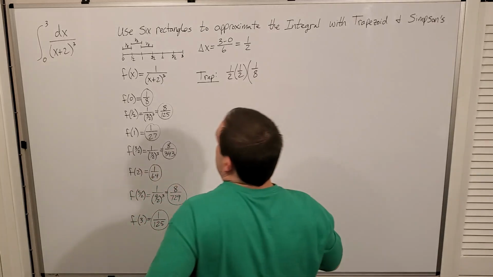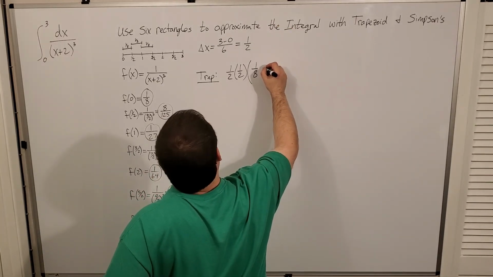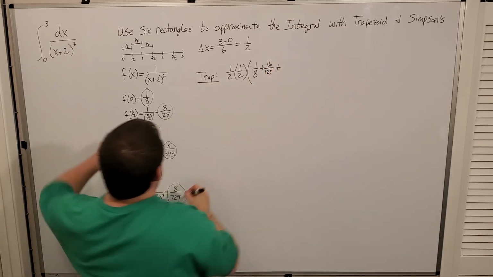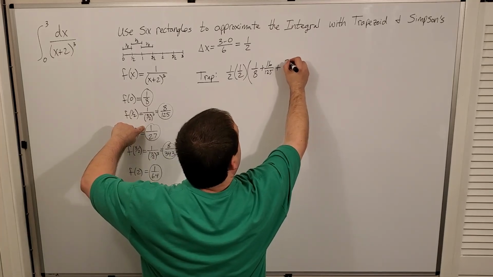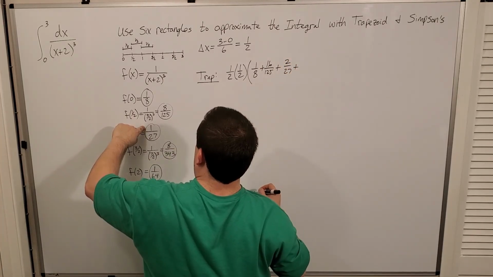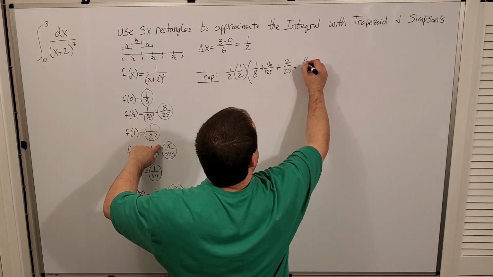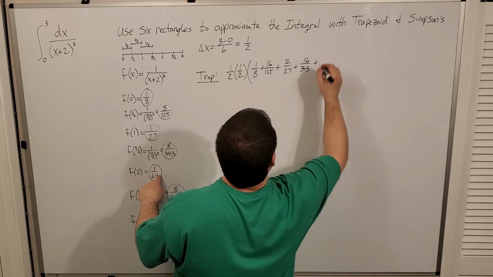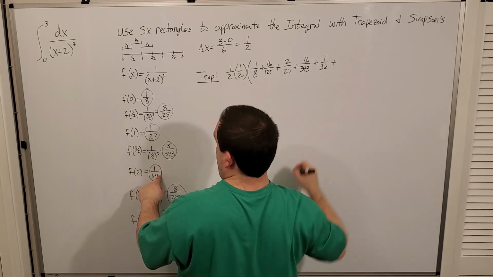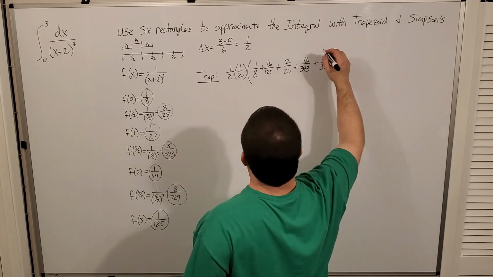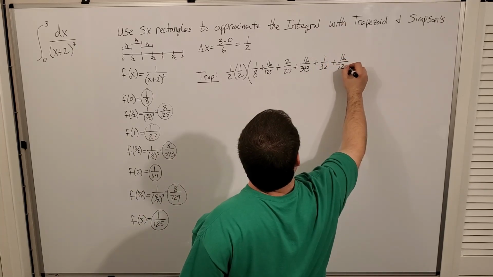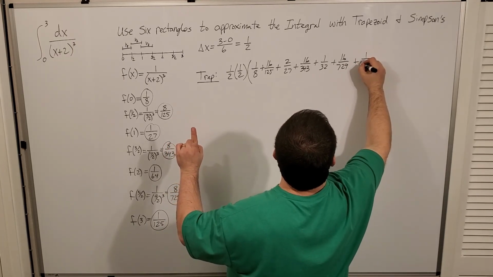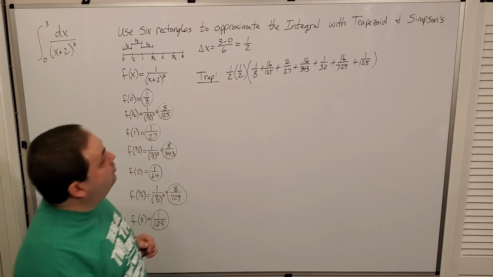Okay? So then I'm going to have plus 16 over 125, plus, because I'm doubling it, see? Plus 2 over 27, plus 16 over 343, plus 2 over 64, which is 1 over 32. And then 16 over 729. And then only one of the ends. That's the trapezoid rule there.